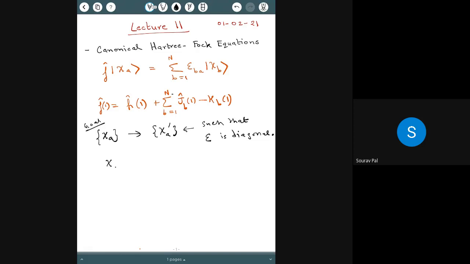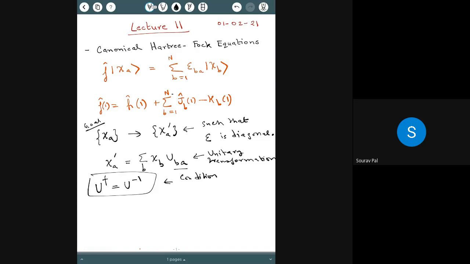So what do we do? We say that we have a new spin orbital which is obtained from the set of old spin orbitals by a unitary transformation. What that means is that you multiply with a matrix which has the following property, that U dagger is equal to U inverse. This is the condition for a unitary matrix. And what is dagger? We will need this, so let's recall. U dagger is equal to U star transpose.